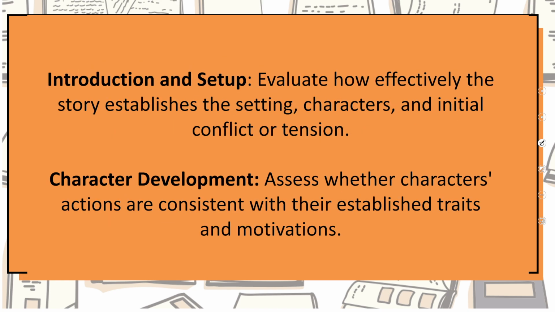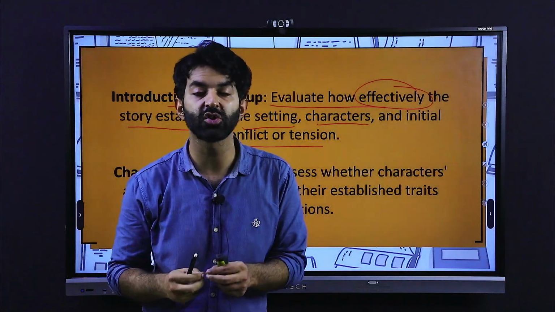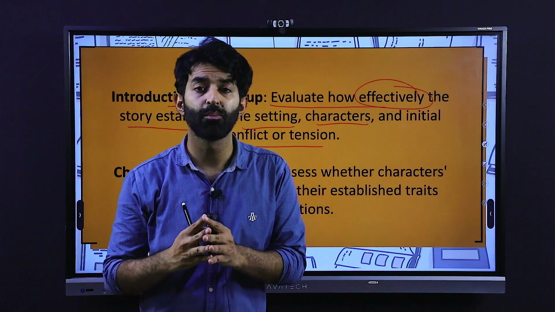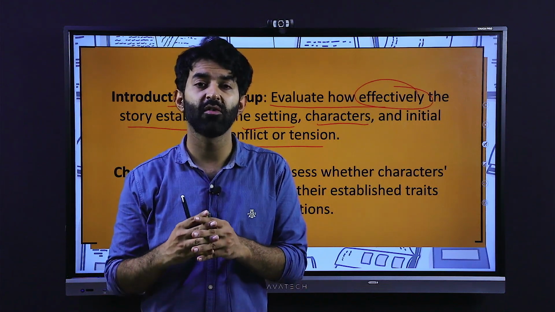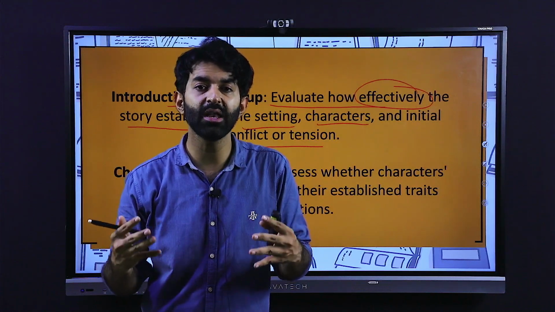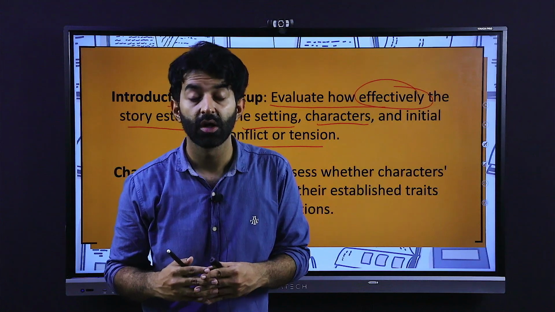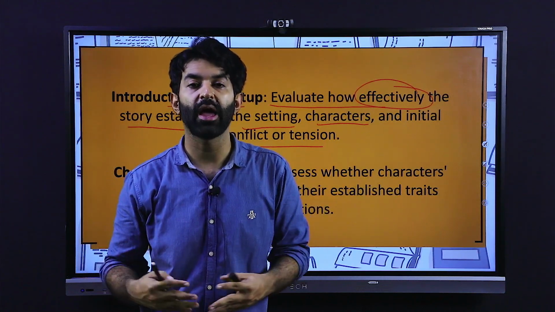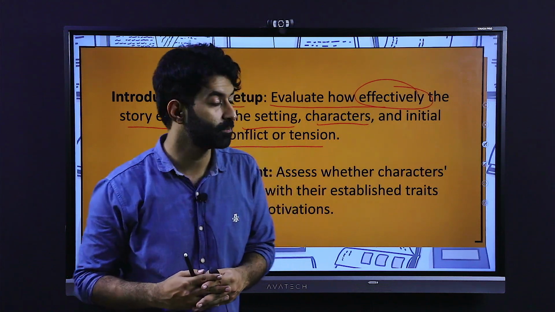Now, first, as you know, in the exposition, the introduction and setup, we need to critically see how the story was introduced, how the different setup was introduced. So we evaluate how effectively the story established the setting, characters, and initial conflicts. And if it is confusing, if the story is unable to do it efficiently, then we can say that the story's plot is very weak, because at the very start, at the very exposition, the beginning of the story, the writer or the author failed to prove the point and introduce all these elements in a story.